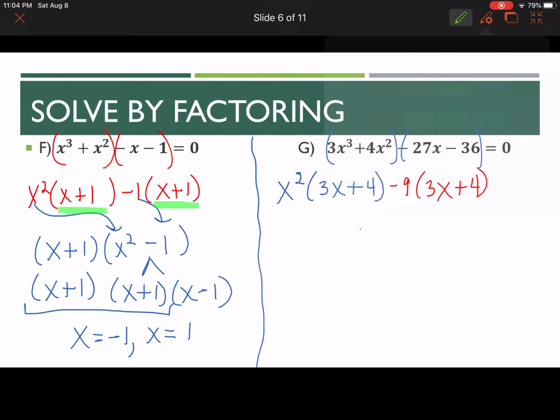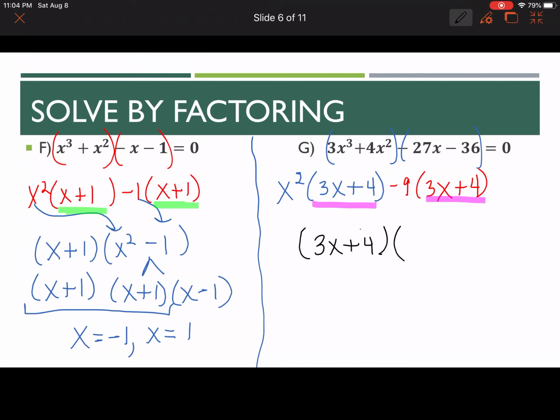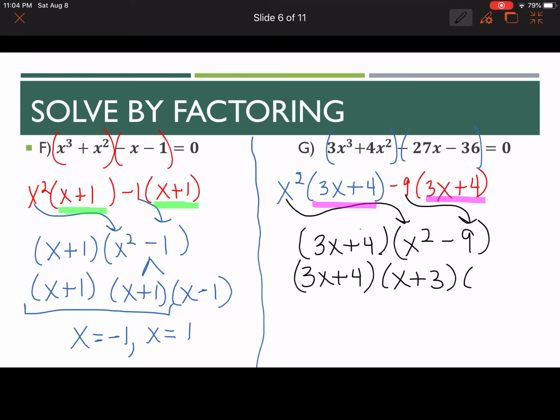And again, look at what we have here. Notice that these match. Okay, so when we write our two factors, our first one is 3x plus 4. And then in our second group, we have x squared minus 9, which is the difference of two squares. So we have 3x plus 4, x plus 3, and x minus 3. So x equals negative 4/3. x equals positive and negative 3.